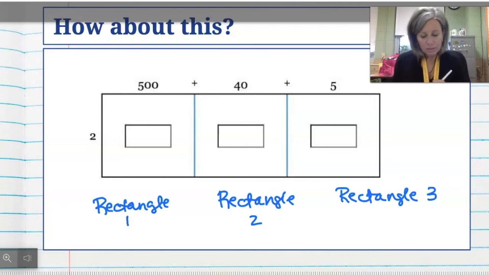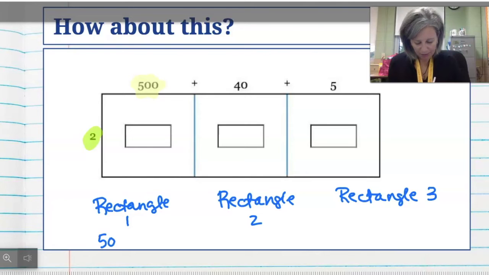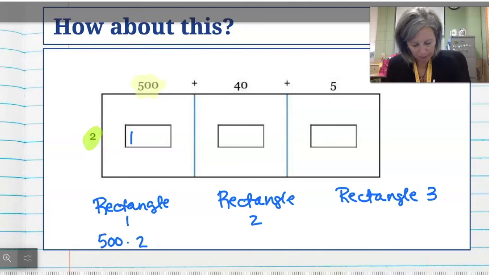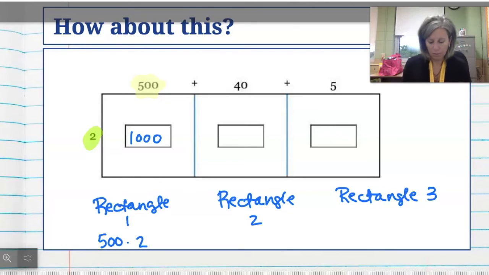Okay, so in this one, the base is actually at the top. So this is my base, and this is my height right here. So the area of this rectangle would be 500 times 2, and you would find a calculator. So hit pause or pull it up, and 500 times 2 is 1,000. So I'm going to put that in the box right here, 1,000.